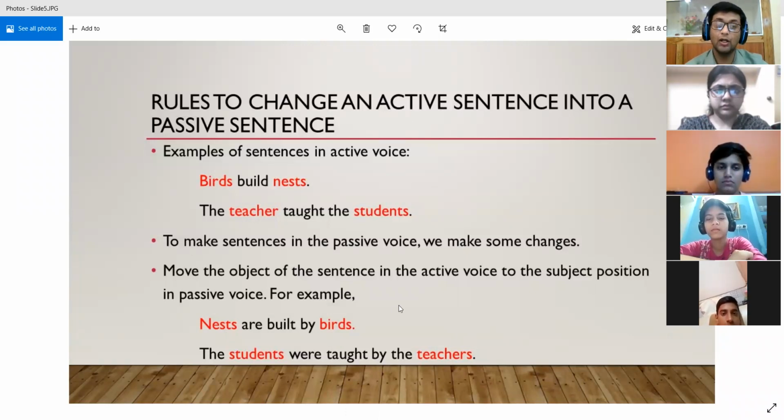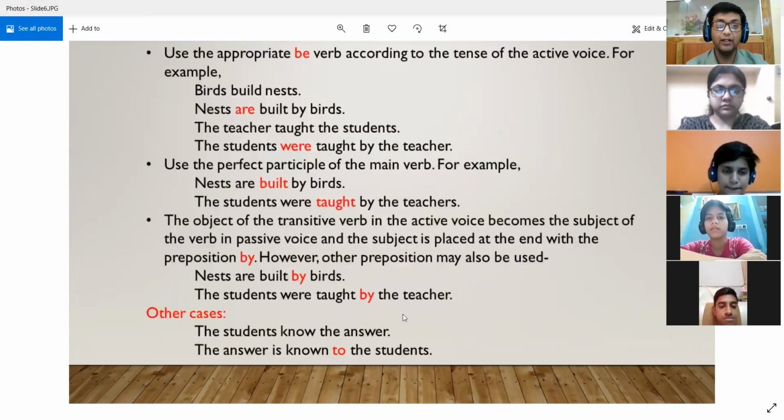So this is how we change the position of the subject and the object in the passive voice. Then what was the second rule? We have to use the appropriate be verb according to the tense of the active voice. So the tense that is being used in the active voice, we are going to use the appropriate form of be verb according to that.